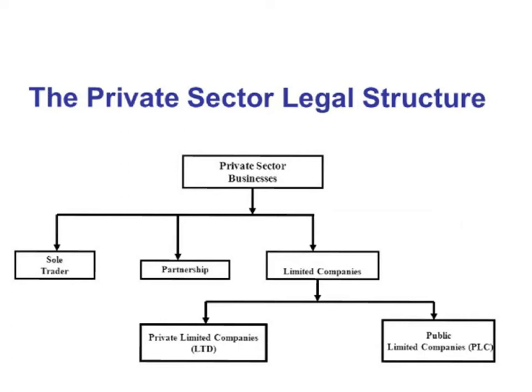So within this video, we're going to be looking at the private sector, and we're going to be looking at different types of ownership. So the private sector are those types of ownership, those businesses that often have the objective of maximising profit. Now within this video, we're going to concentrate on just limited companies. So we're going to be looking at two different types of limited companies: LTDs, which are private limited companies, and PLCs, which are public limited companies.